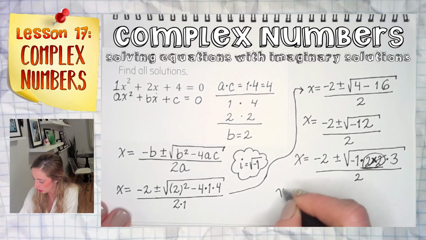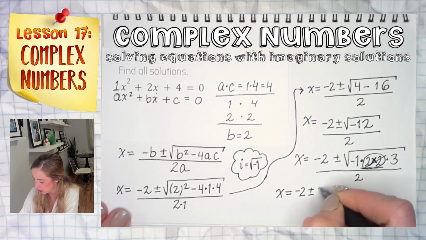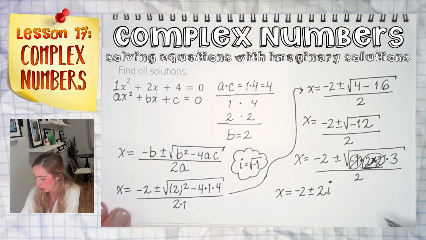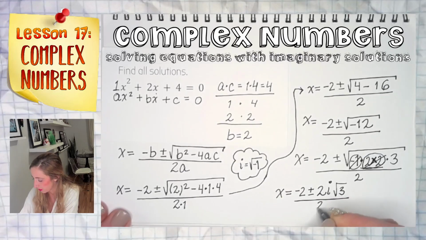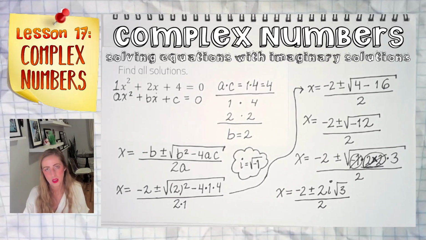So almost done. x equals -2 plus minus. So that 2 comes out, and the -1 comes out as the imaginary unit i, square root 3 all over 2. Almost done. We want to simplify this. We're going to simplify using our famous pretzel.